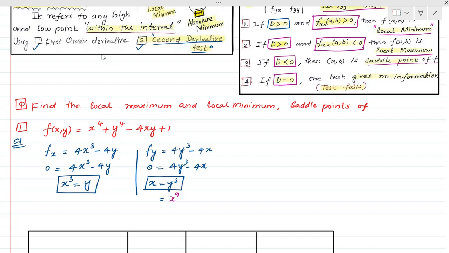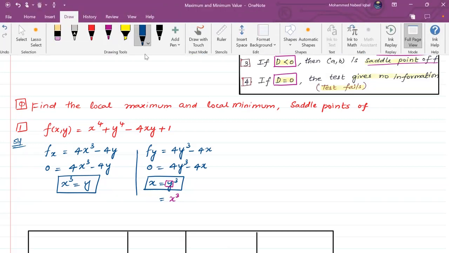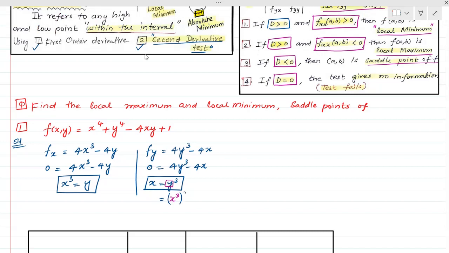And this is x power 3. How is it x power 9? So what is the y value? Which is equal to x power 3. And here you will have a whole power 3 x. So now we will solve this one.